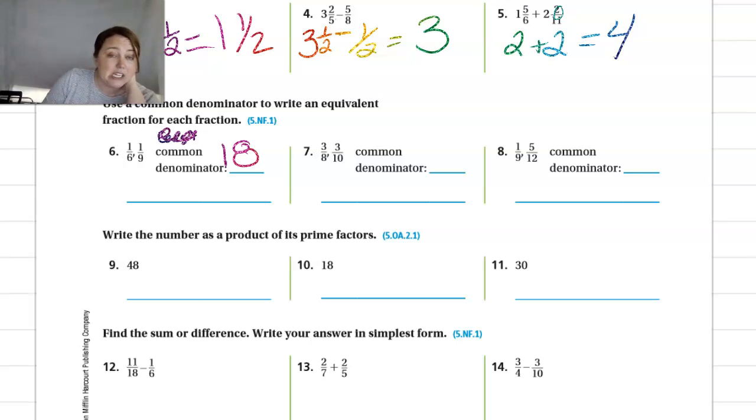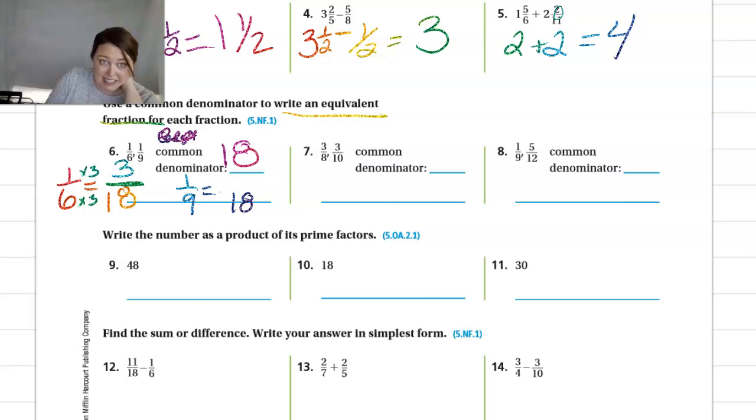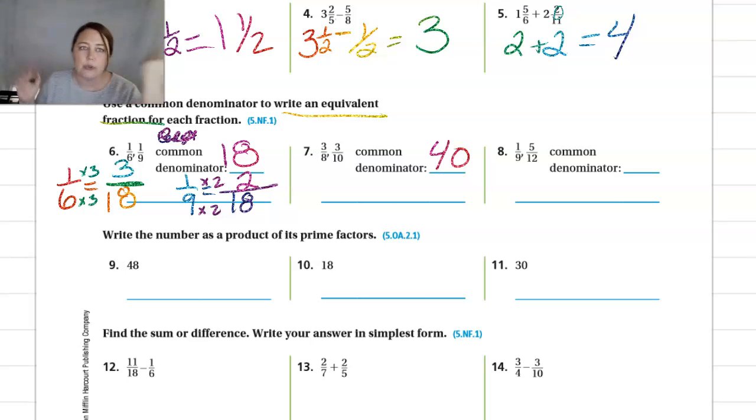So if I have 1/6 and it's going to become 18ths, it says write an equivalent fraction. So I have to do that. 6 times 3 is 18. Whatever I do to the bottom, I must do to the top. 1 times 3 is 3. 1/9 becomes 18ths. 9 times 2 is 18. 1 times 2 is 2. 8 and 10. The least common denominator or common denominator is 40. You can go with 80. Totally fine.